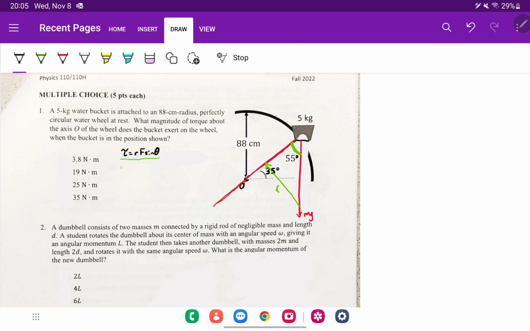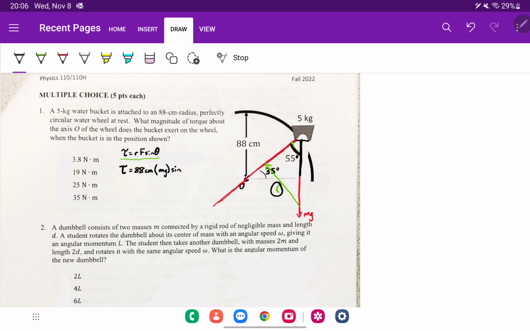So to find torque, luckily for this multiple choice problem, is pretty simple. It's just one plug and chug. So our R we're given is 88 centimeters. Our force is mg. And then sine of theta, you might be wondering which theta do I use. We use the theta over here because of how we're defining our R to be. If we used our 35, that would be saying that this distance here is our R. And that's not the R we're looking for. We're looking for the distance from our force acting on the object to the axis, which is this R right here.